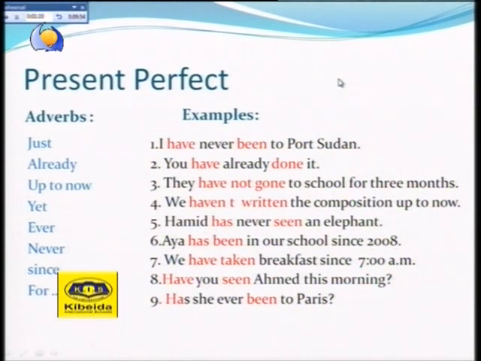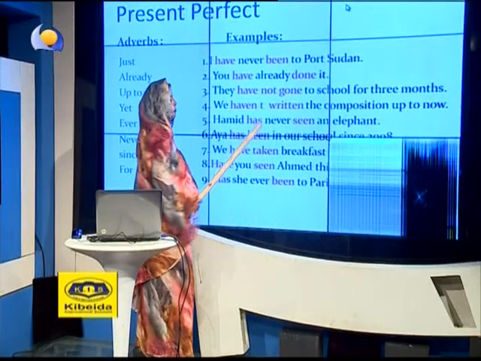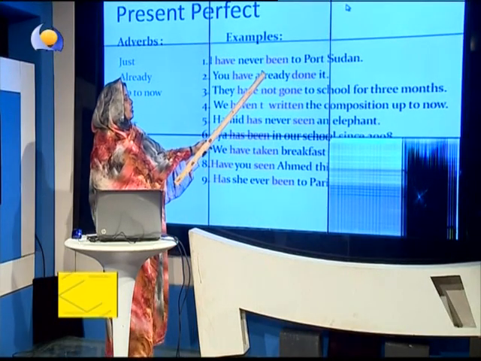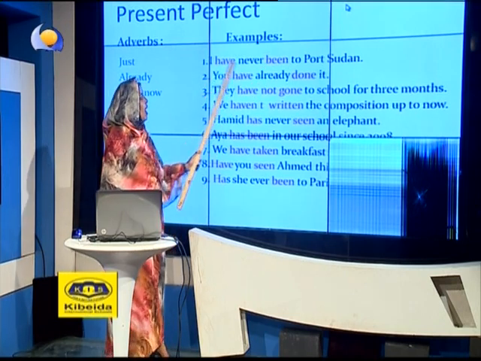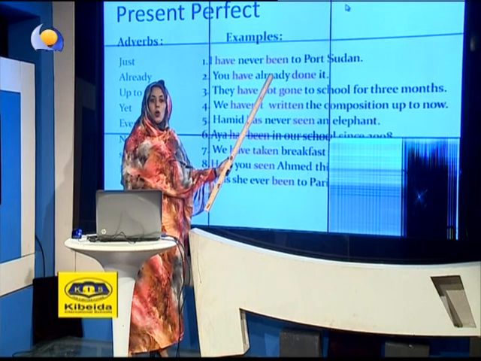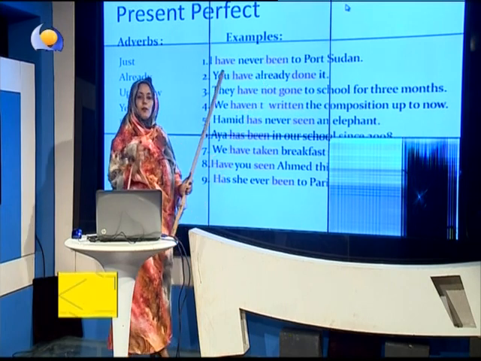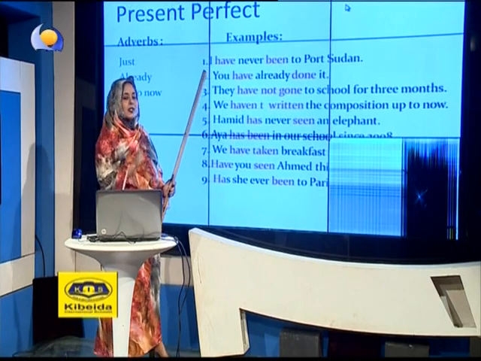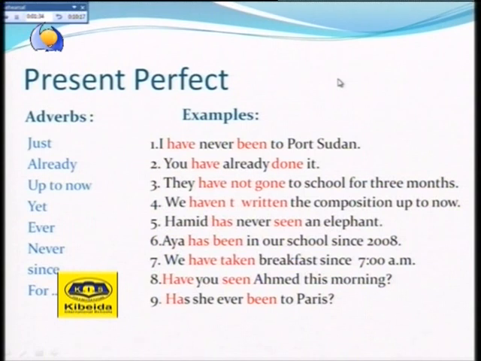Present perfect is formed using have or has as helping verb plus the past participle of the verb. Our verb in the sentence is be. So we put have and the past participle of be: was or were, been. The past participle is been. So it is formed using have or has plus the past participle of the verb. You have the word never. I have never been to Port Sudan.